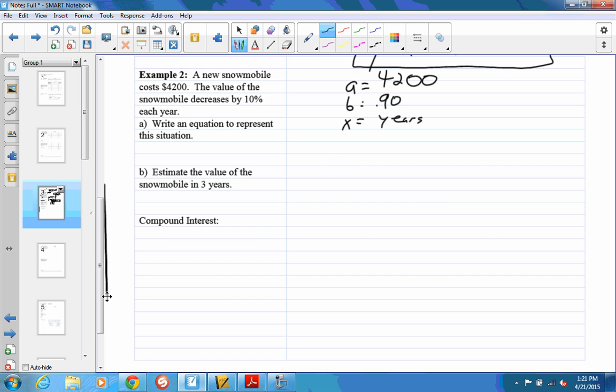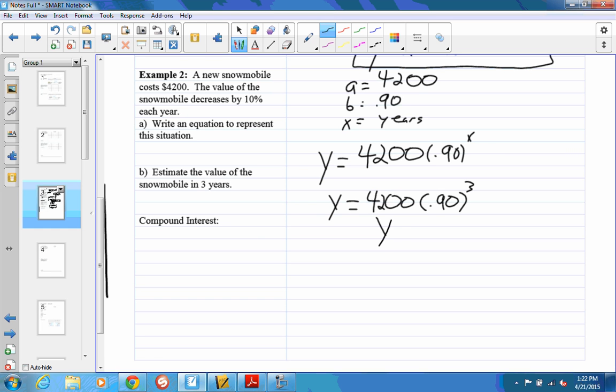So, write an equation, y equals, what's first? Good, 4,200, that's my A term. And then your B term, which is 0.9, if you want to raise to the x power. So, on your own, y equals 4,200 times 0.9 raised to the third power. How much is this snowmobile worth in 3 years?